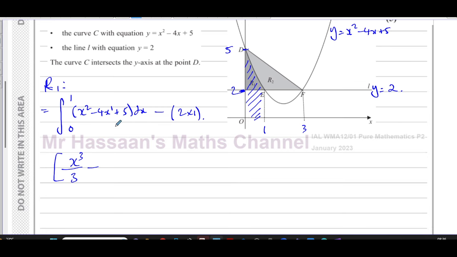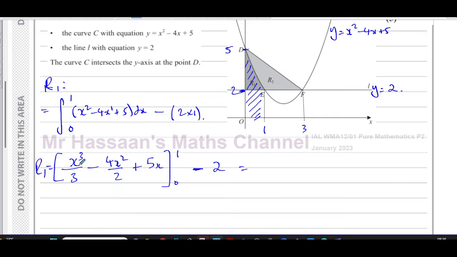Add 1 to the power, which is a 1 there, so it becomes 2. Divide by the new power, and the constant term just gains an x. Because we're doing a definite integral, we don't need to write plus c because we have our limits of 0 and 1. And you've got to take away from that 2 times 1, which is 2. Okay, so that's going to be the area of R1.